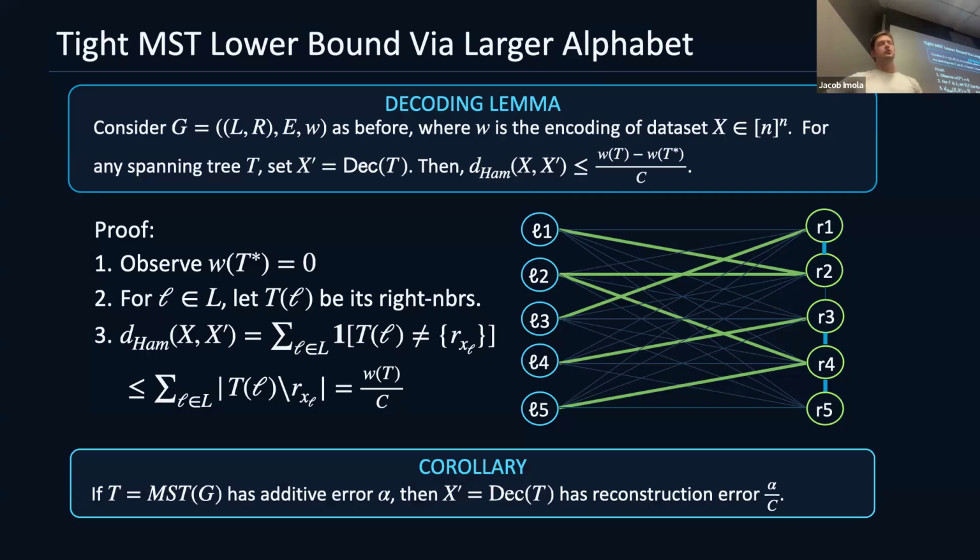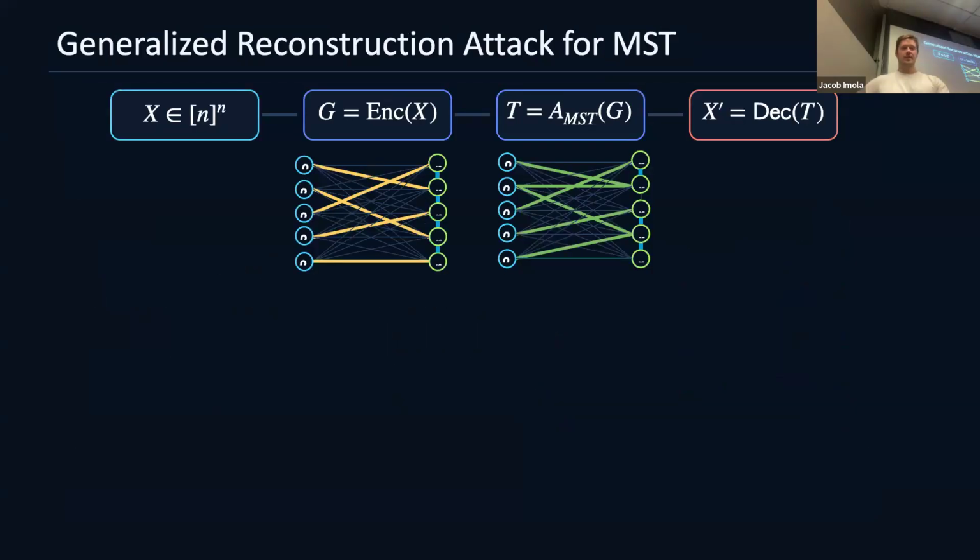So a corollary is that if you use the minimum spanning tree algorithm with additive error alpha, then when you decode, your reconstruction error of x prime in terms of that Hamming distance will be alpha divided by C. So to summarize our generalized reconstruction attack, we had a bipartite graph, we encoded it by sort of mapping one-to-one, or not one-to-one, but just representing the data set. The decoder used a minimum spanning tree and used the vertices it was mapped to.